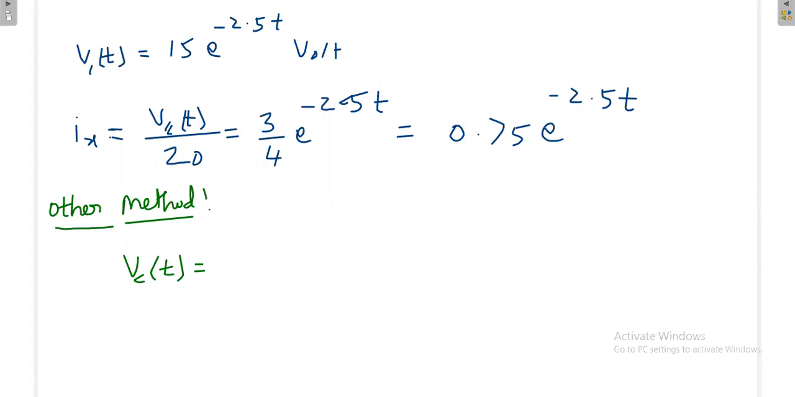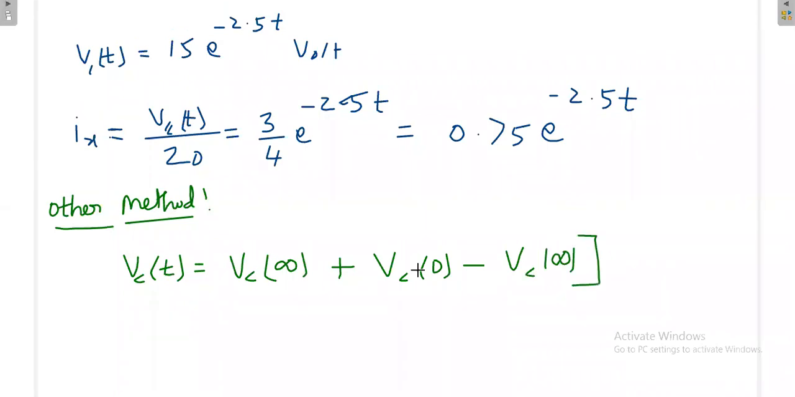Vc of t is equal to Vc infinite, that means the voltage across the capacitor at steady state, plus the voltage across the capacitor at the time of switching, that means the initial state, minus the voltage across the capacitor at infinite, then e power minus t by tau. Again, tau is the time constant of the circuit, which we have already calculated, that is 0.4 second.